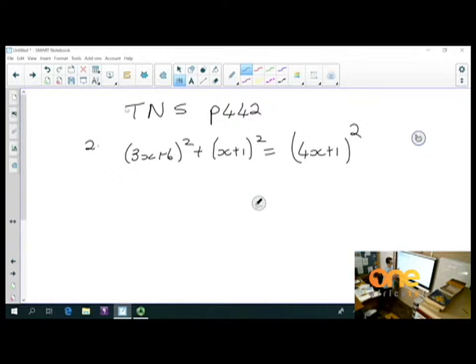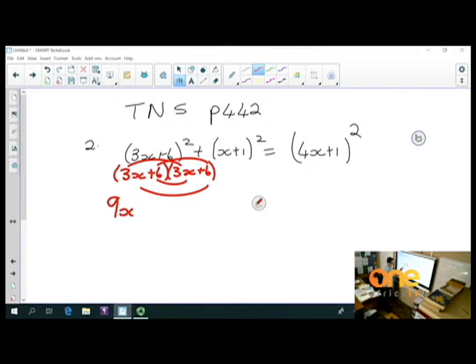So now we have to multiply this out. Now remember what we said. This means it's (3x + 6) times (3x + 6). Don't be lazy to write it out because otherwise you're going to lose your middle term every time. So now I'm using FOIL: first, last, inner, outer. This is what we're going to do.